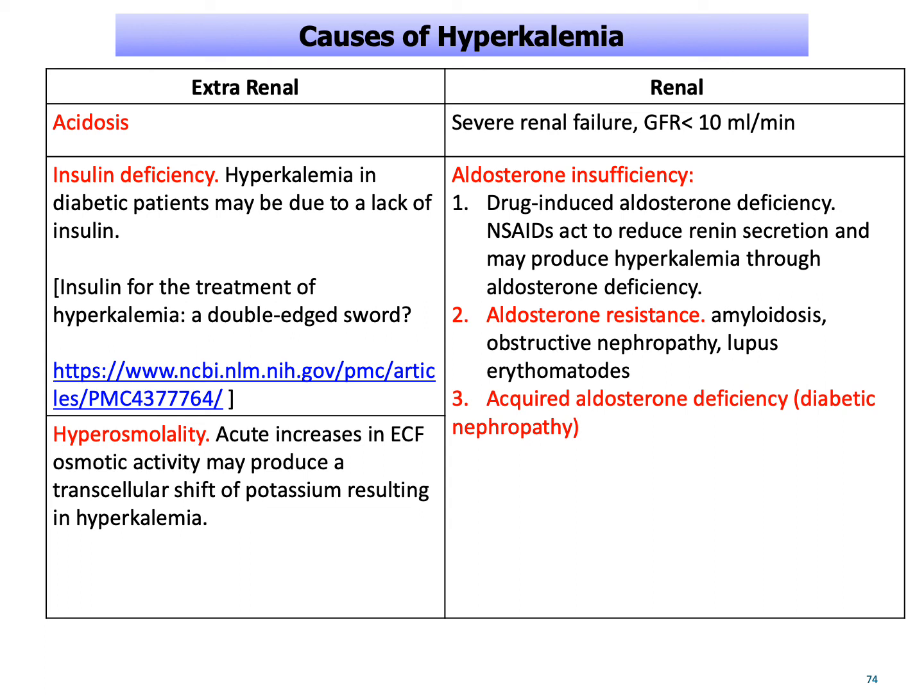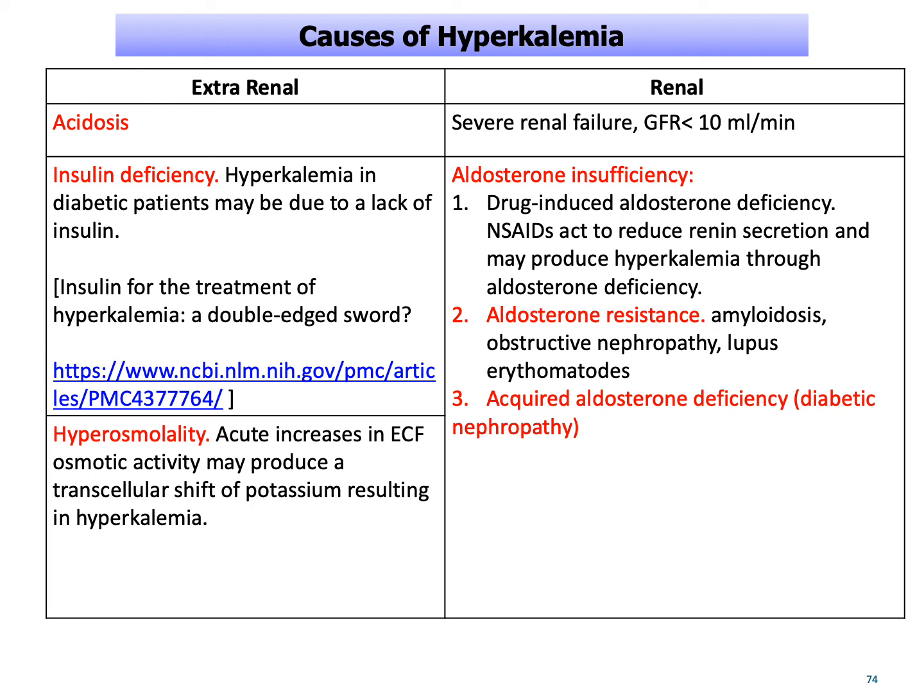Under renal causes, severe renal failure with GFR less than 10 ml per minute will lead to hyperkalemia, as we are not removing enough potassium from the body. Number 2 is various causes of aldosterone insufficiency. Number 1 is drug-induced aldosterone deficiency, for example NSAIDs, which act to reduce renin secretion and may produce hyperkalemia through aldosterone deficiency.